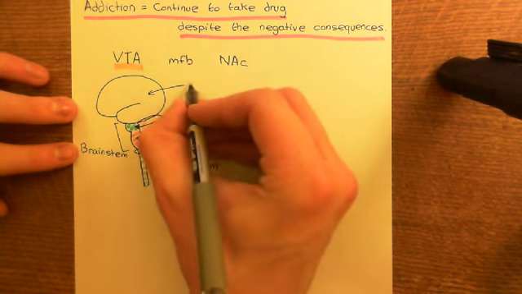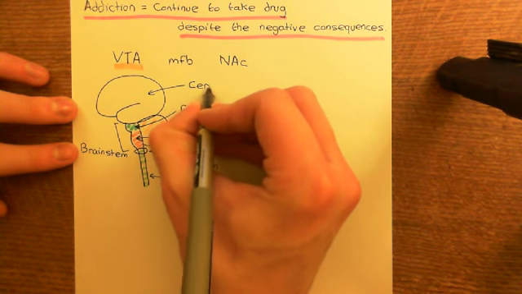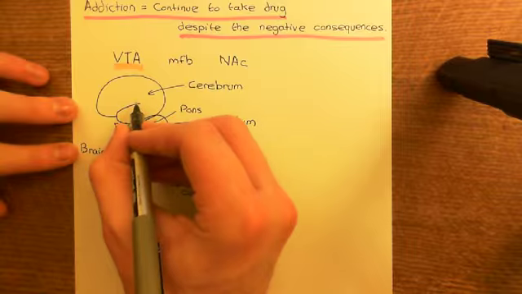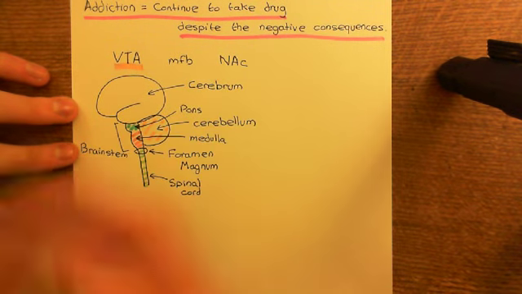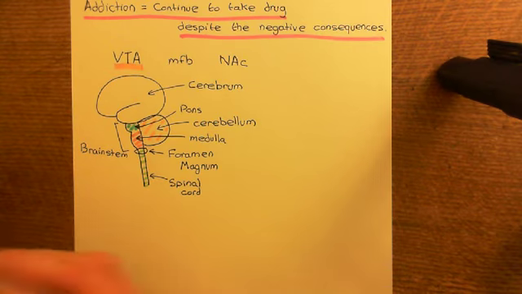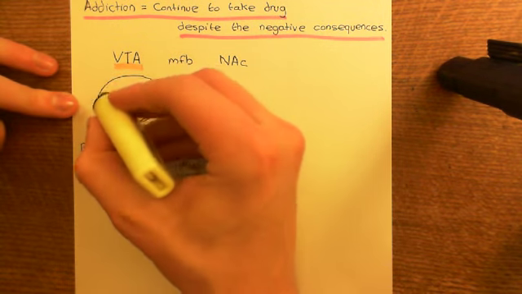Then sitting on top here we have the cerebral hemispheres, which are often called the cerebrum. So we've got the left cerebrum and the right cerebrum. We're looking from the left-hand side, so we're seeing the left cerebrum here. I'll just colour that in yellow.